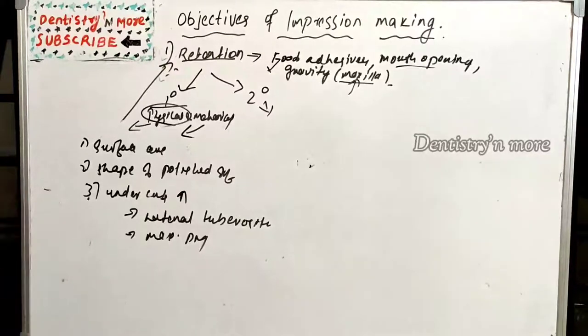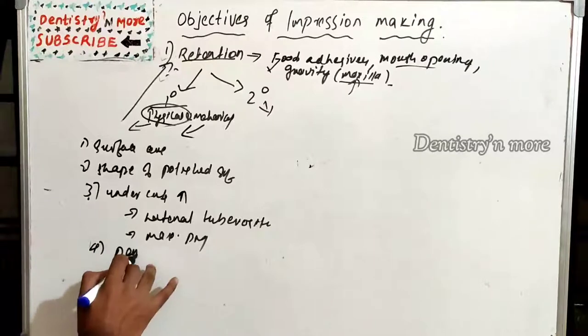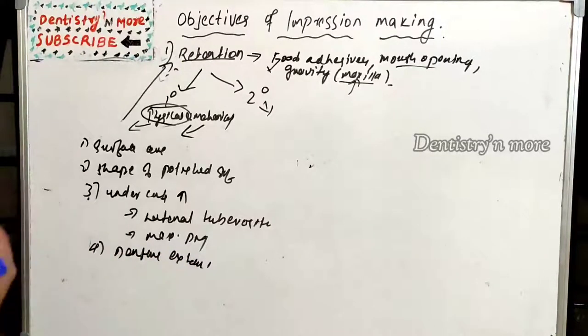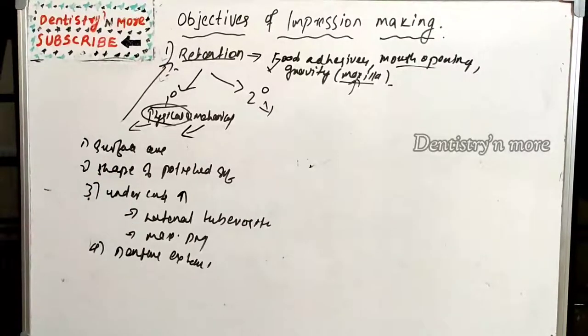Then the denture extension. The border should be extended properly to increase the surface area and the peripheral seal. It should not go too much beyond the posterior palatal seal, or beyond two-thirds of the retromolar pad. It will give proper retention. So these are the mechanical factors that come under primary retentive factors.